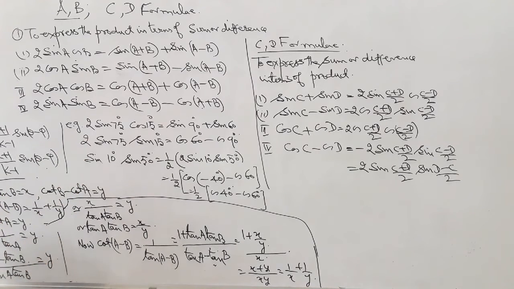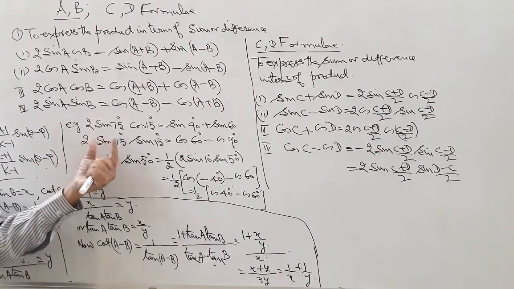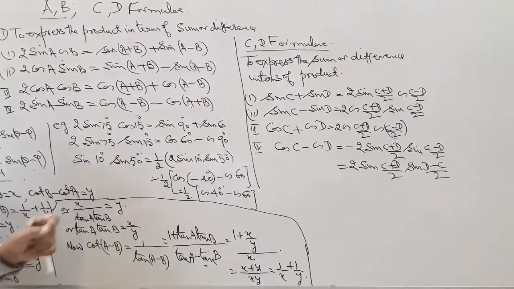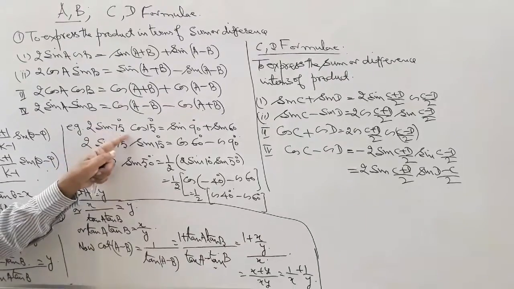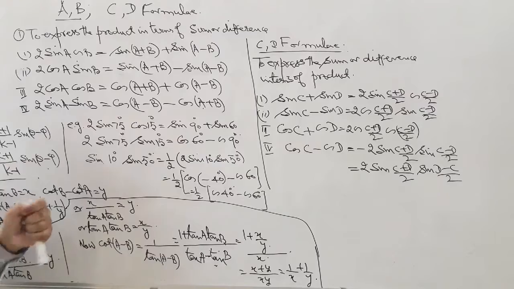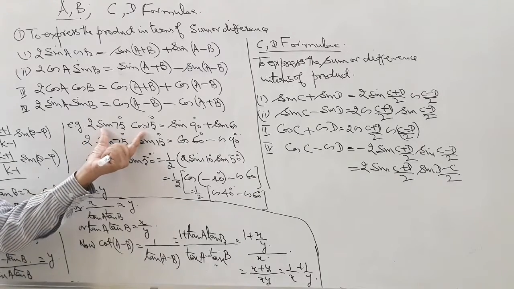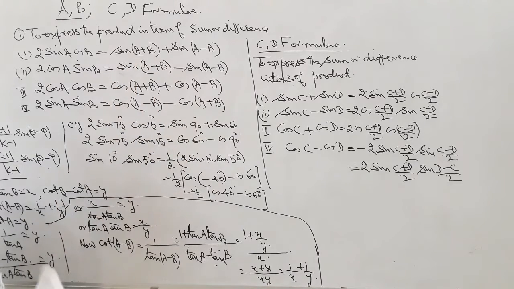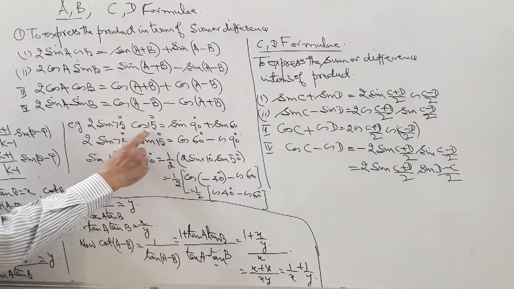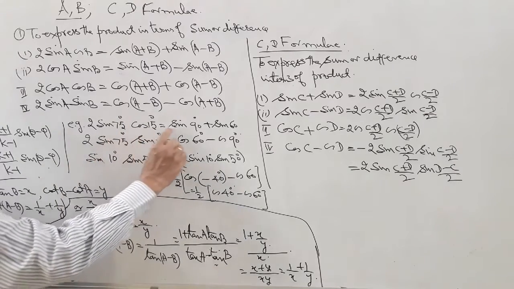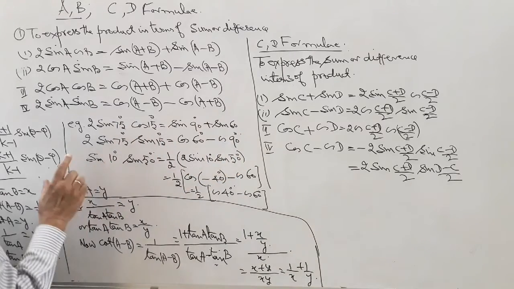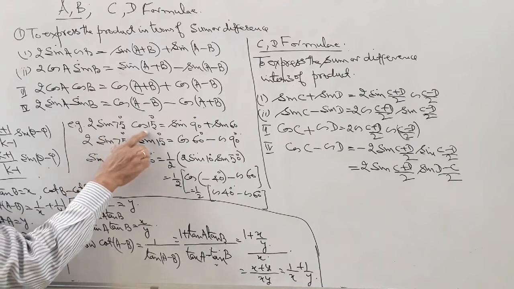Now how to apply this? Very simple case. The first condition everywhere should be that it is 2. If suppose 2 is missing, you will have to balance it. I have taken the case 2 sin 75 cos 15 to express this product in terms of the sum of the two, like this. In terms of the sum, 2 sin A cos B, sin 75 plus 15, sin 75 minus 15. Second, 2 sin 75 sin 15.